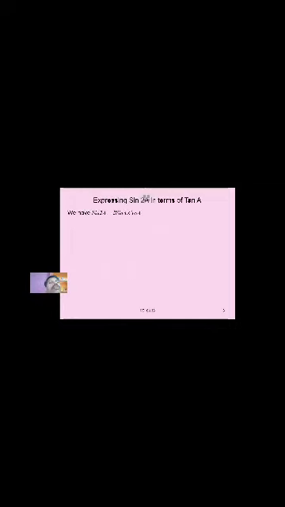Expressing sin 2A in terms of tan A, we have sin 2A equals 2 sin A cos A. Multiply and divide RHS by cos A. So sin A by cos A is tan A. Cos A into cos A, cos square A. Cos square A, if we write in reciprocal, it means inverse, we can write 1 by sec square A in place of cos square A. Then sec square A we can write 1 plus tan square A. Therefore sin 2A equals 2 tan A by 1 plus tan square A.